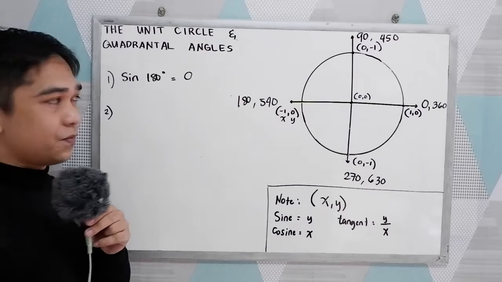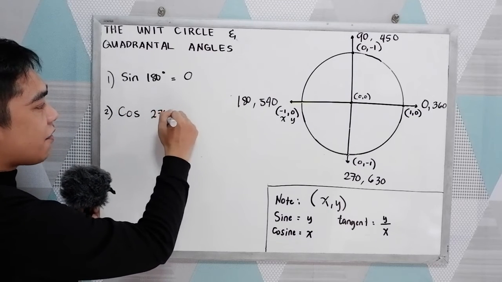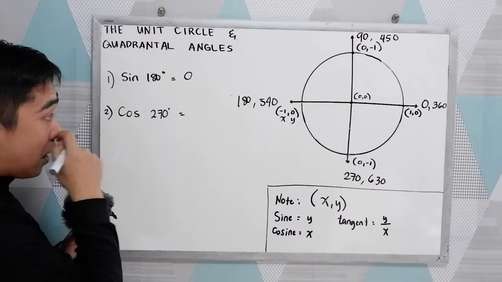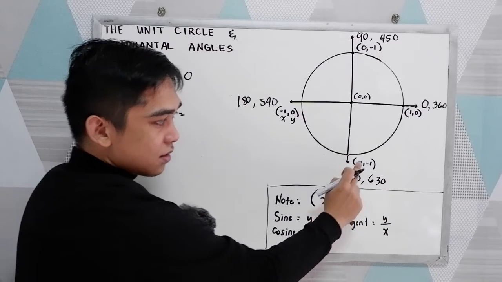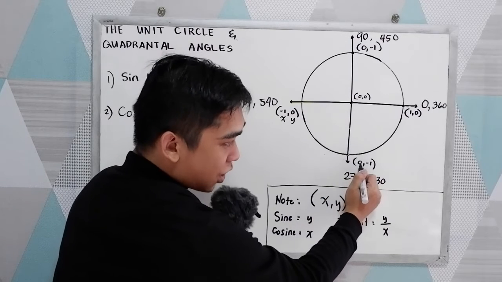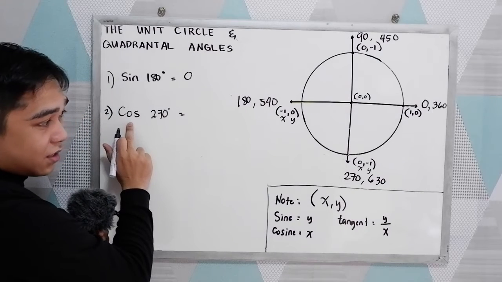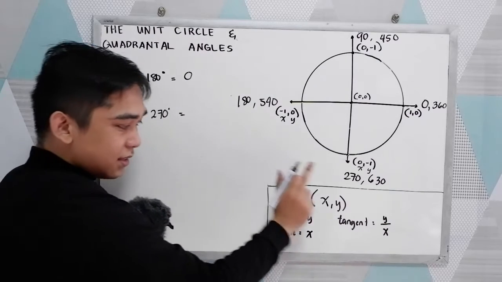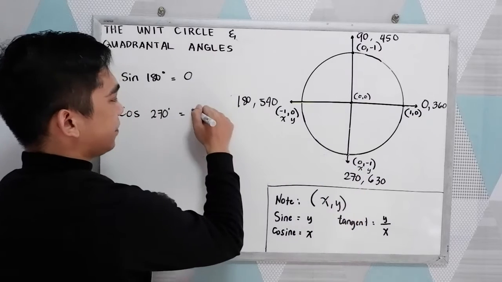Second example. When we say we have cosine 270 degrees, locate 270. And in our coordinate, we have x and y. Cosine. What is cosine? Cosine is x. So the value of x here is 0.